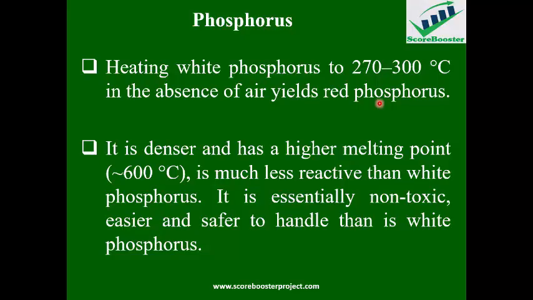So red phosphorus now has a higher melting point at approximately 600 degrees C, and is much less reactive than white phosphorus. It is unlike white phosphorus that is more reactive. It is essentially not toxic. It is a non-toxic material. It is easier to handle than white phosphorus.